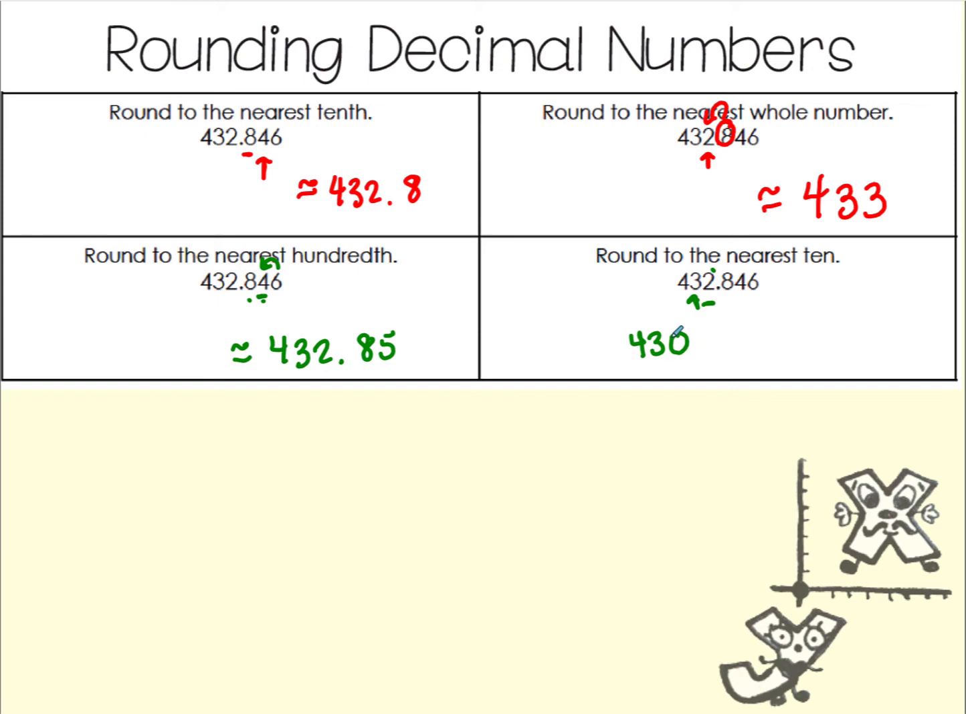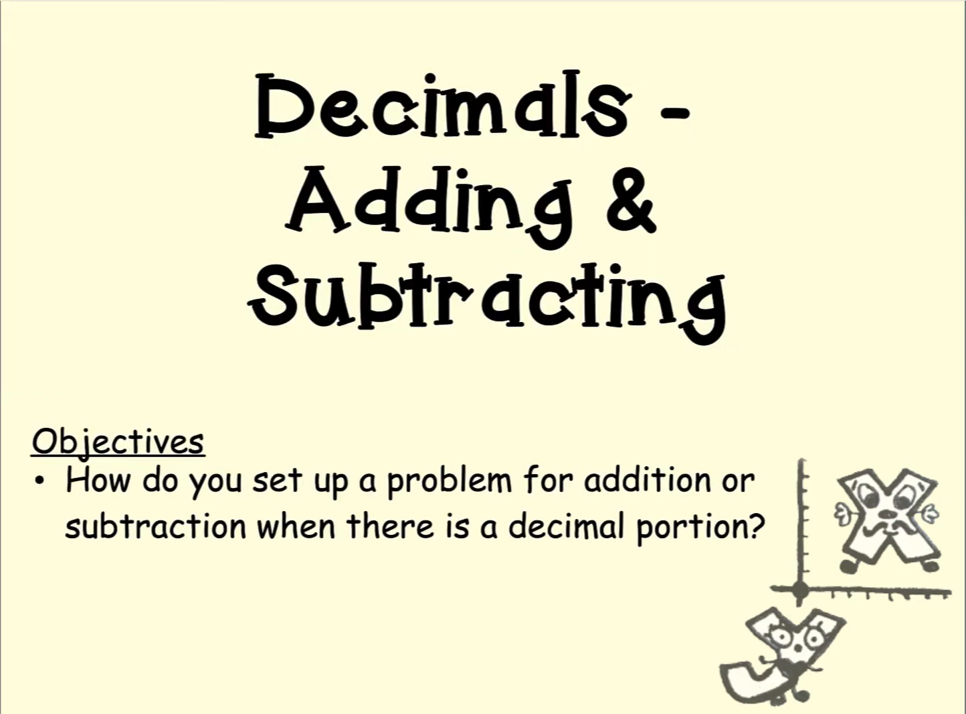So it would be 430 would be the approximation to the nearest 10. So now here's what we're going to do next. We're going to use this information and do some arithmetic with decimals. So adding and subtracting is pretty easy with decimals. It's the same as multi-digit addition and subtraction with a couple extra things you just have to remember.